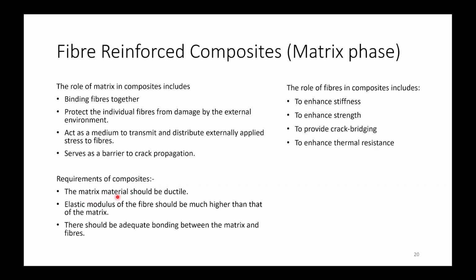Now, requirements of composites. The matrix material should be ductile. Most of the time, matrices are taken as ductile compared to the reinforcement. The elastic modulus of the fiber should be much higher than that of the matrix. There should be adequate bonding between the matrix and fibers, so there should be bonding at the surface of fibers.